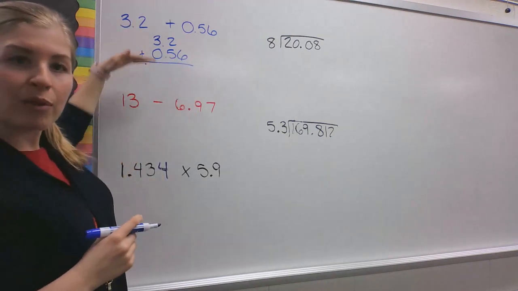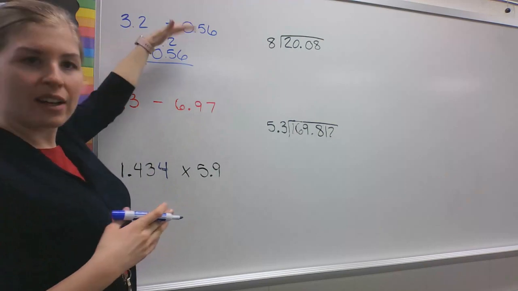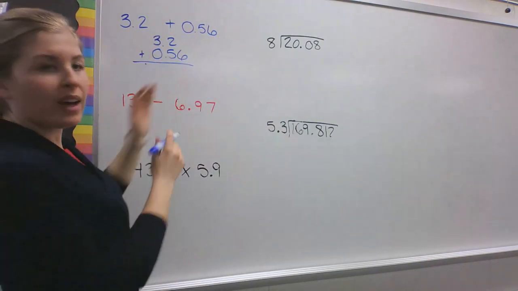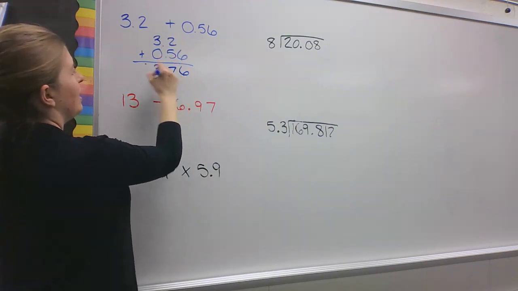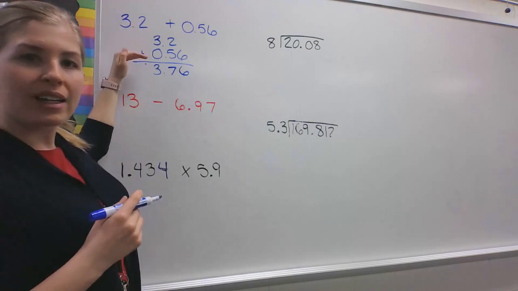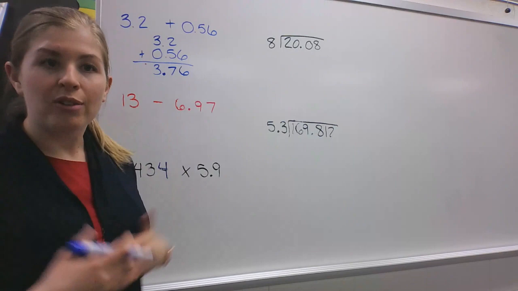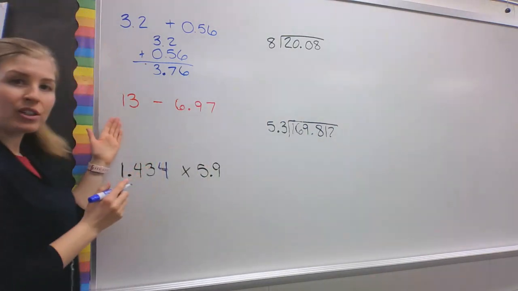So if we line it up vertically, which I find easiest to add, you would add from right to left. Starting with the smallest value, we have 6, 7, and then 3. Adding these numbers together, it would be 3.76 if we put them all in the right place value. Let's move on to the next step with subtraction.